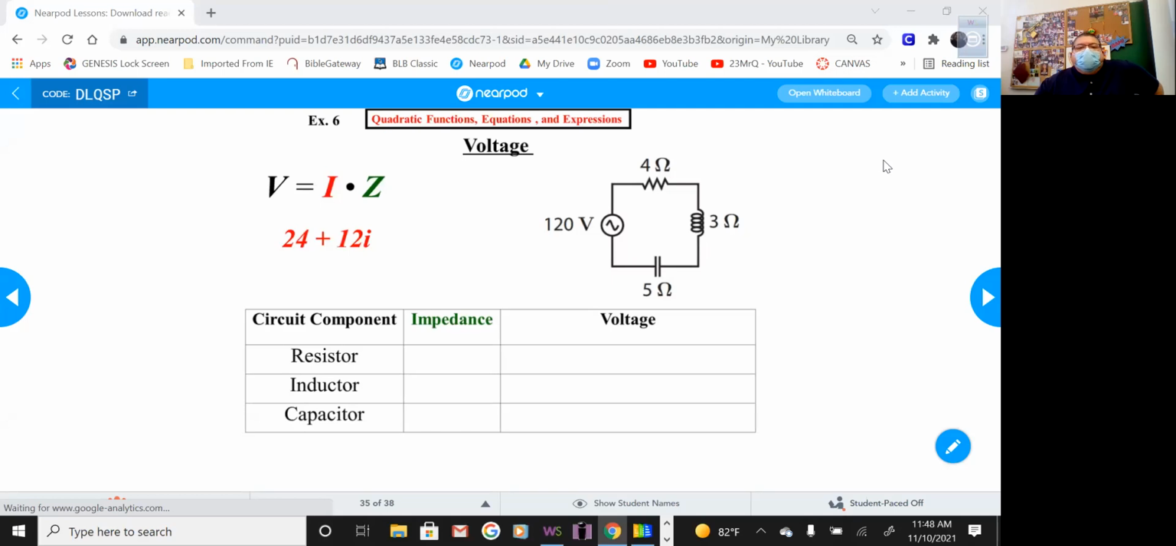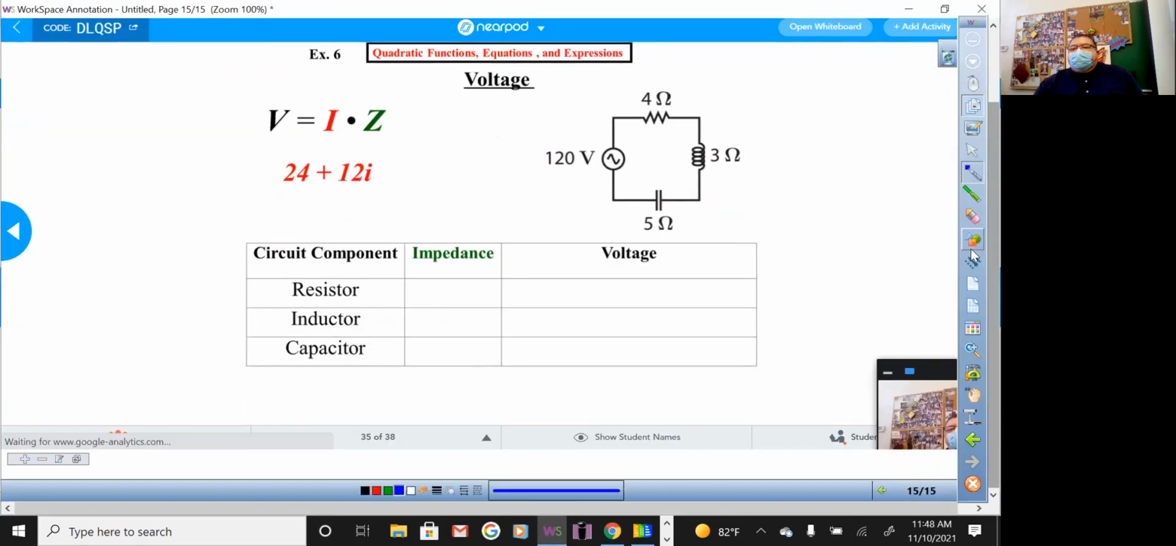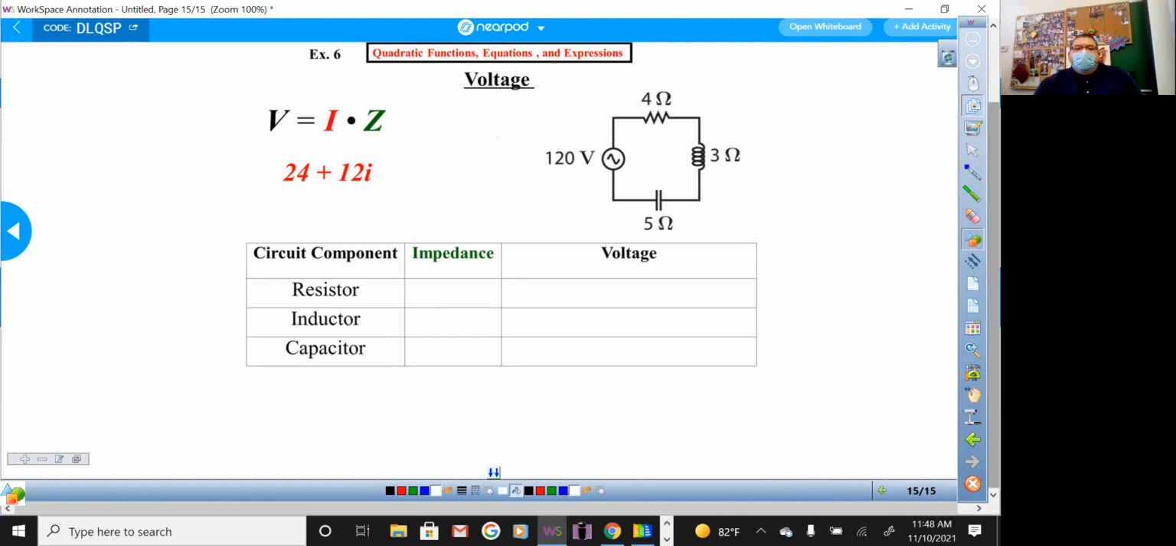All right. So, according to what we have in front of us, let me make some space here. It says here that they want us to figure out the voltage going through each component, okay? However, we already know how to write the impedance for each piece. Is that correct? So let's see.